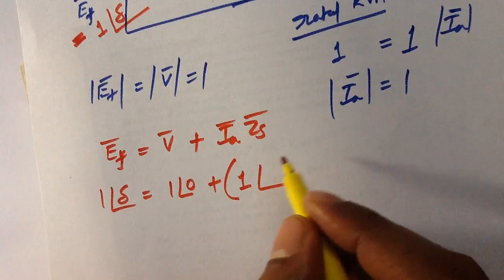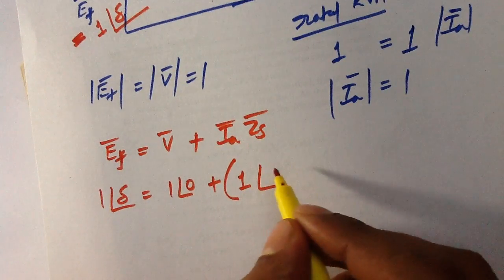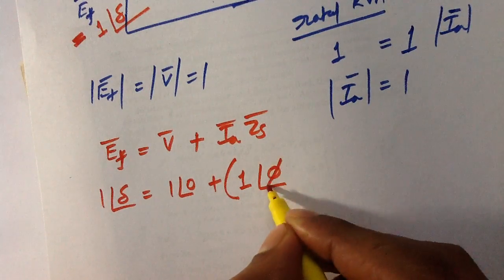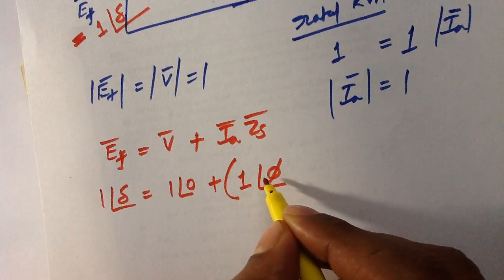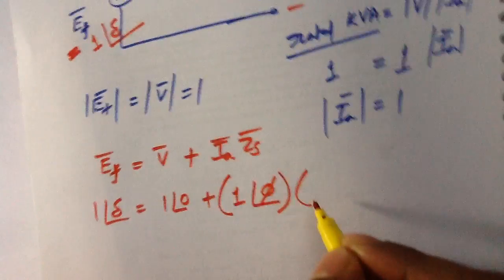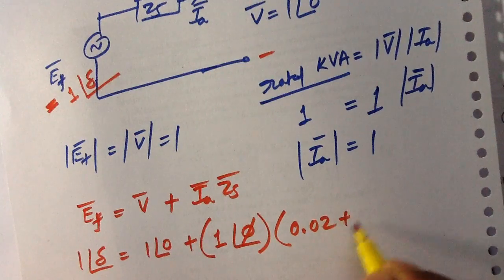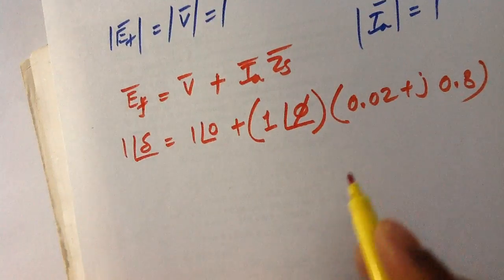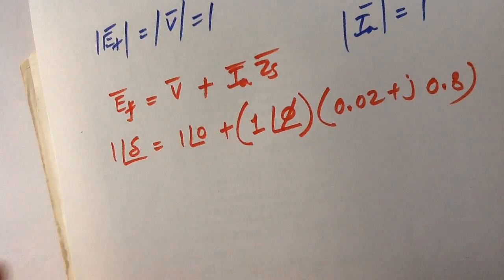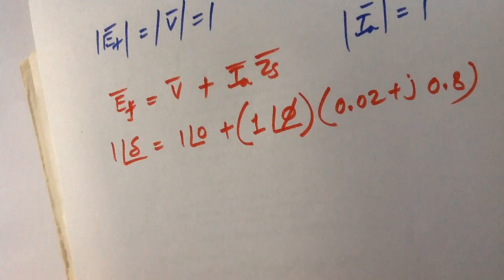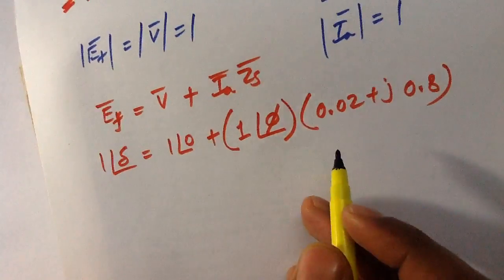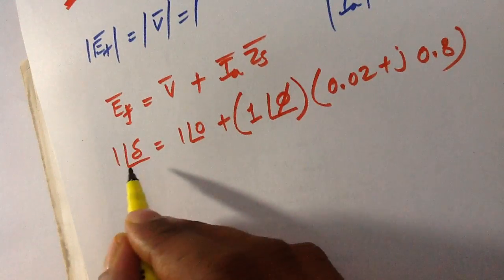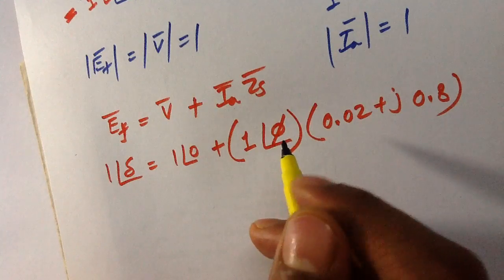Let us assume that the machine is operating at leading power factor. So for leading power factor I am writing plus phi. So the value of ZS equals 0.02 plus j0.8 per unit. It is given in the question. Now the main aim is to solve this equation. So for the solution, how to find out the solution of this equation?